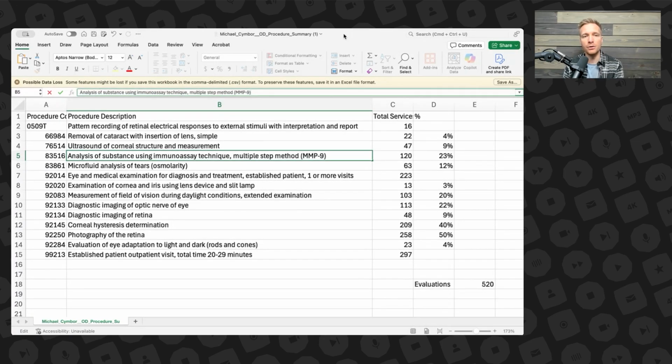So if you look, 50% of all of his office visits will have a fundus photo associated with it. 40% will have a corneal hysteresis determination, which is actually really interesting. I can tell you right away, he believes that corneal hysteresis is a valuable measurement for his glaucoma patients and glaucoma suspects related to their care. Okay, so 40% of them will have a corneal hysteresis determination.